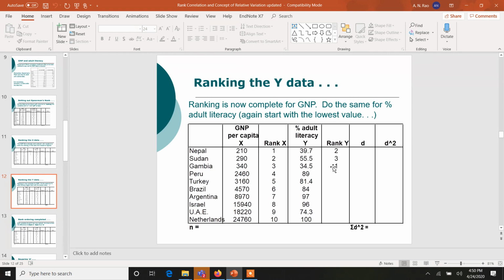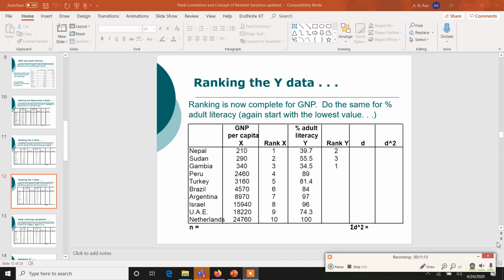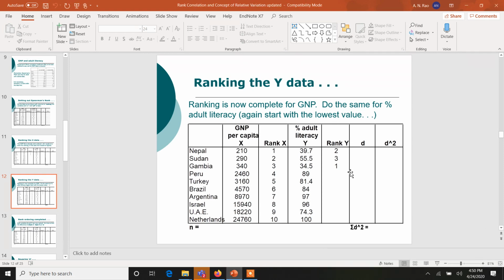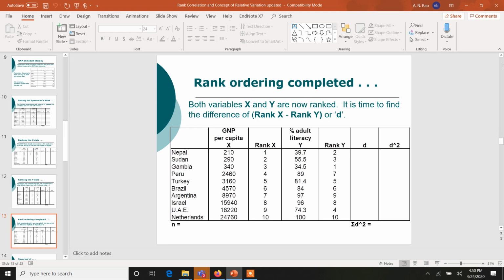So similarly for the Y variable, the minimum value is 34.5. So I will assign 1 to the minimum value. Okay, similarly, the next value is 39.7, so the assigned rank is 2, and so on. I will calculate or find out all the ranks for the Y variable as well.